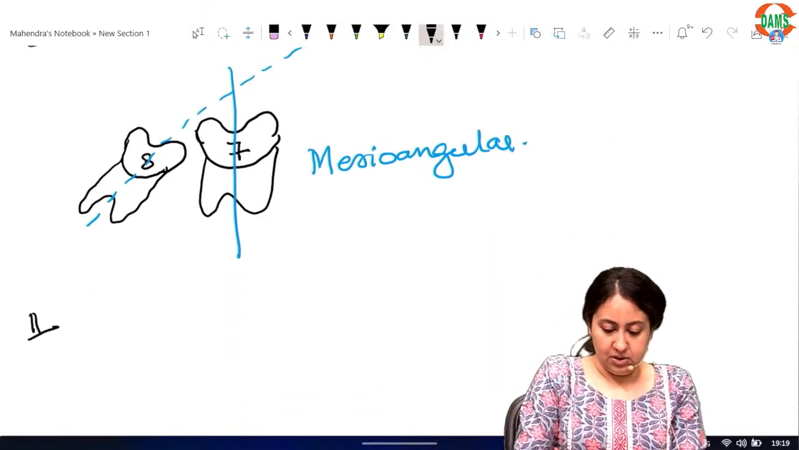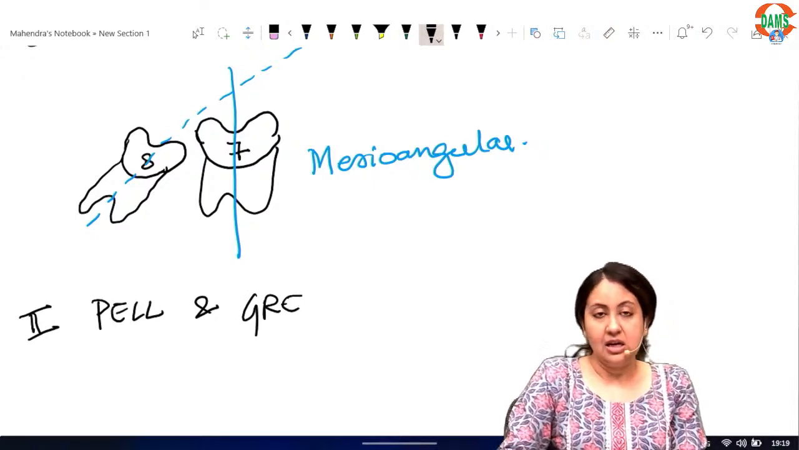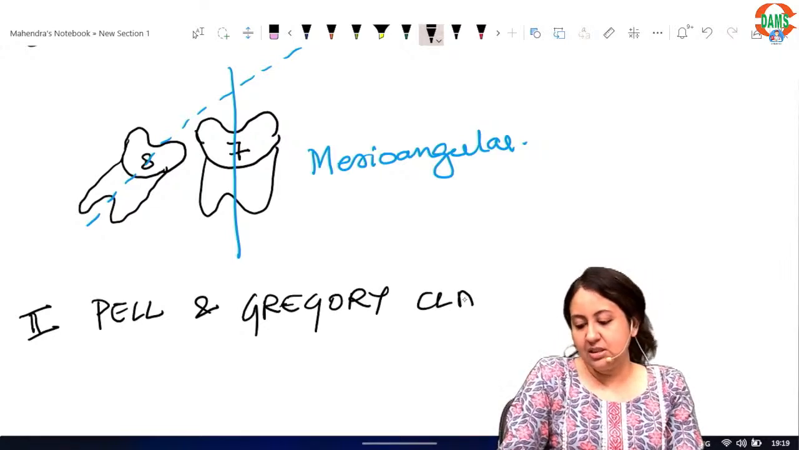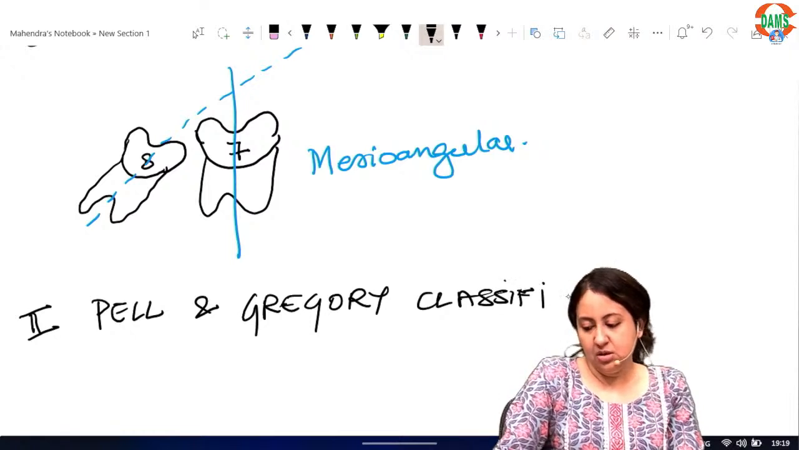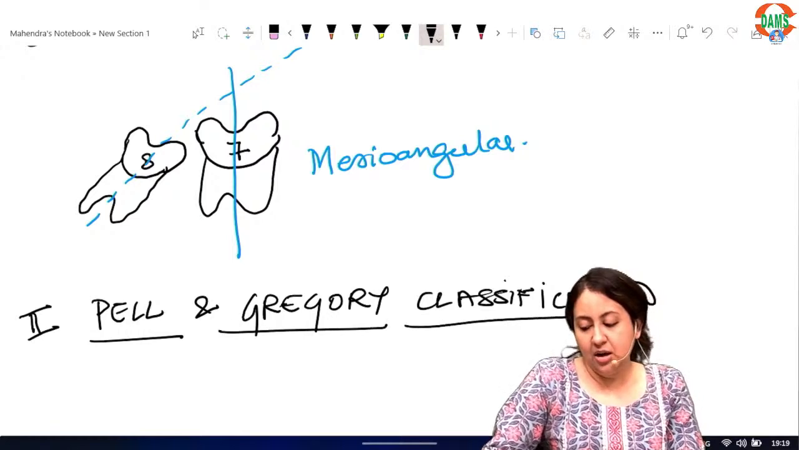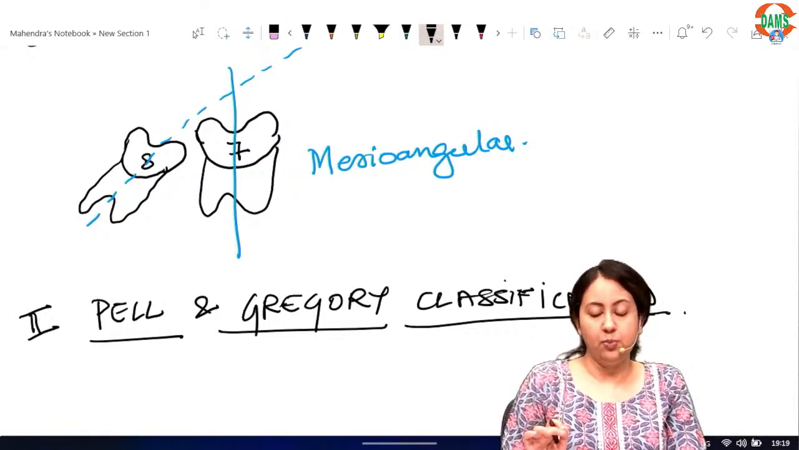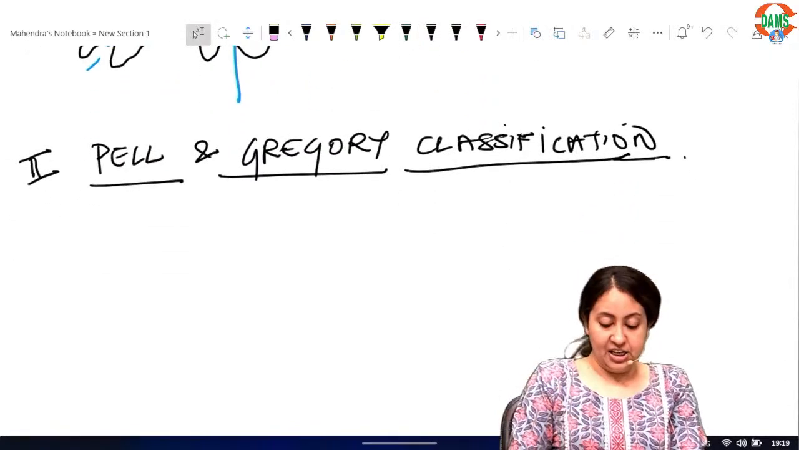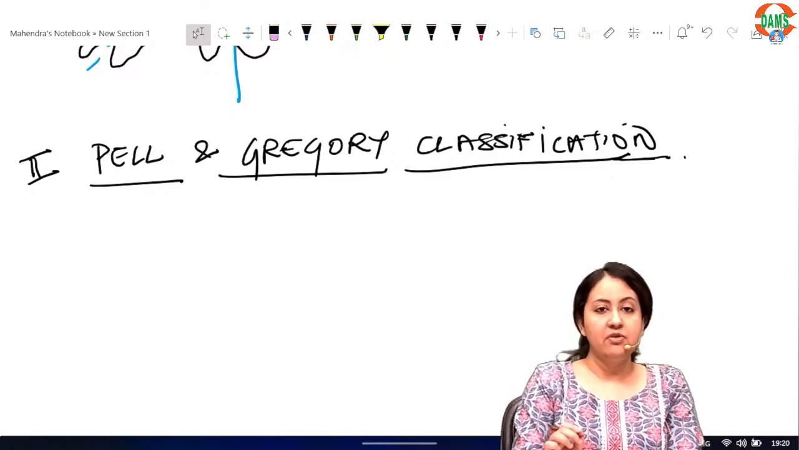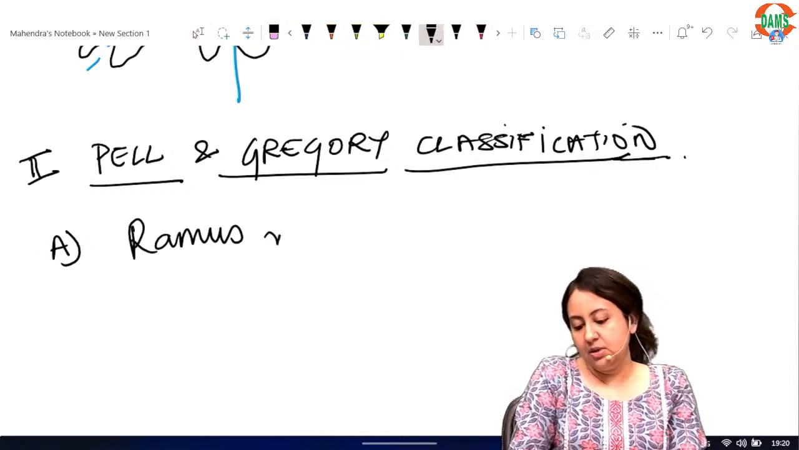Now the second thing that we will do is Pell and Gregory classification. This classification is important, because when we are asked the scoring criteria, that is where this classification comes into play. This classification has 4 components. We will look at the first component, that is Ramus relation.